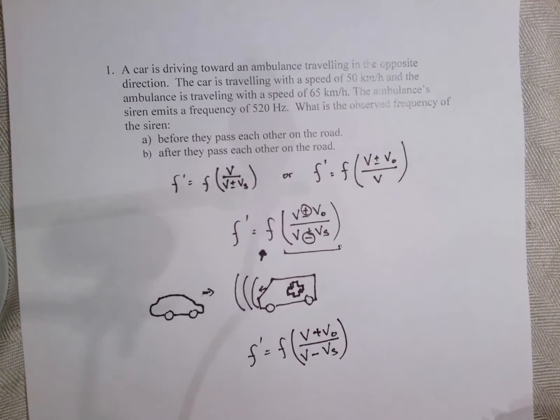And even this should seem understandable because if we just had the source moving, we would have gotten the equation v over v minus vS. Had just the observer been moving, we would have had v plus vO over v. So we've just combined the two.